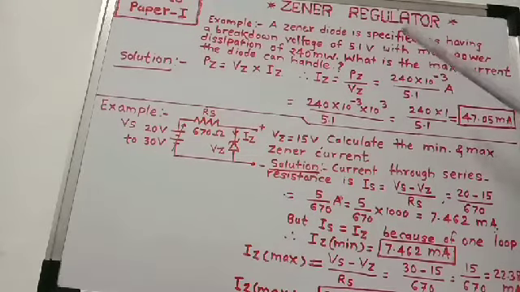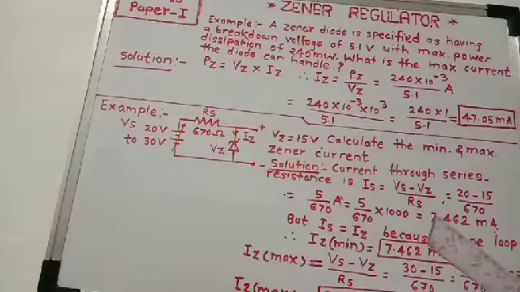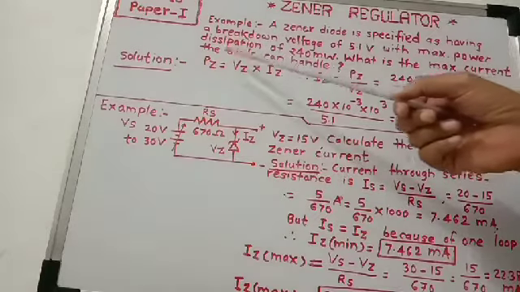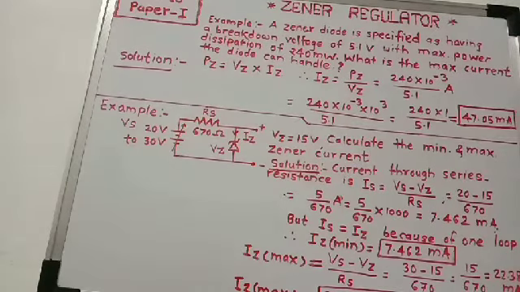So what is the maximum current the diode can handle? Means the maximum current that can pass through the diode. We have to calculate the maximum current which is allowed to pass through this Zener diode. So power is given and voltage is also given.